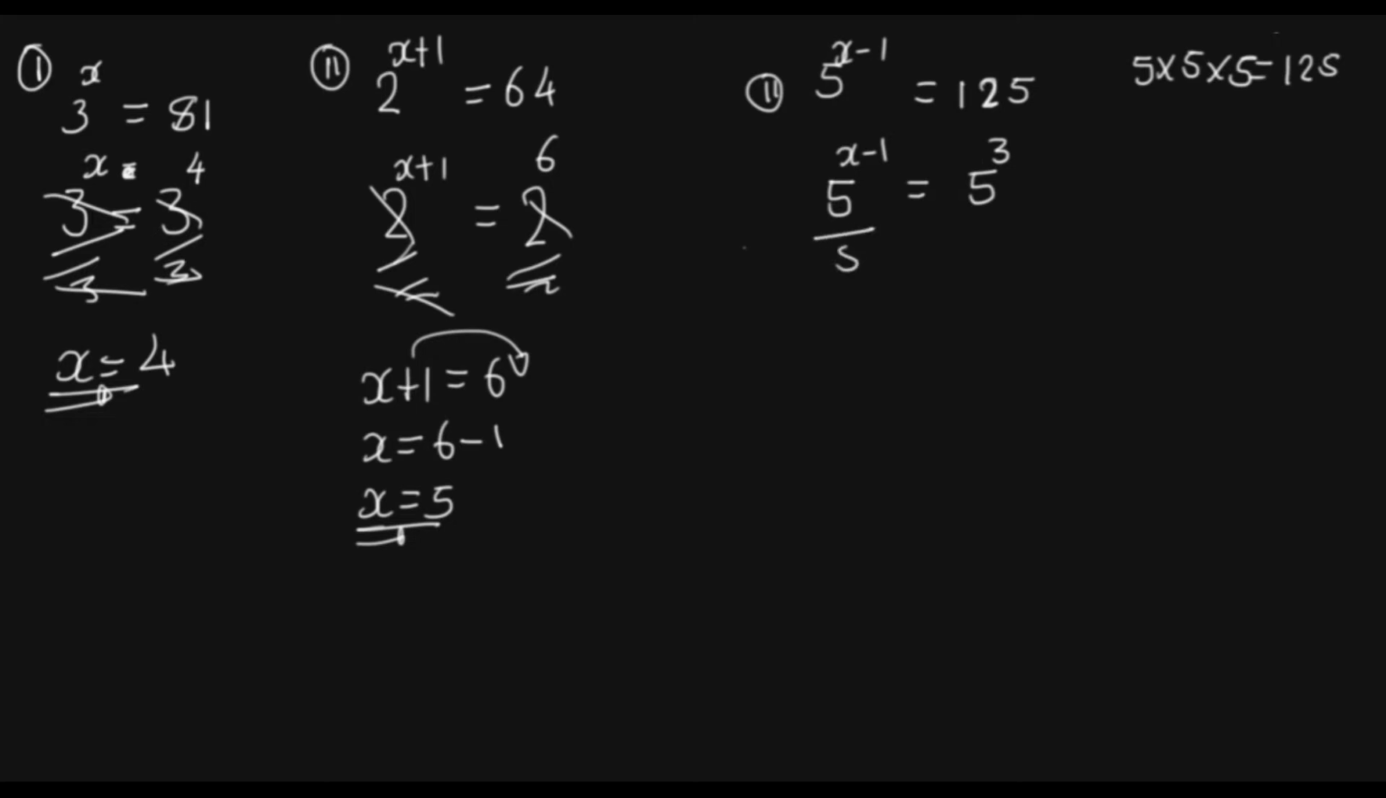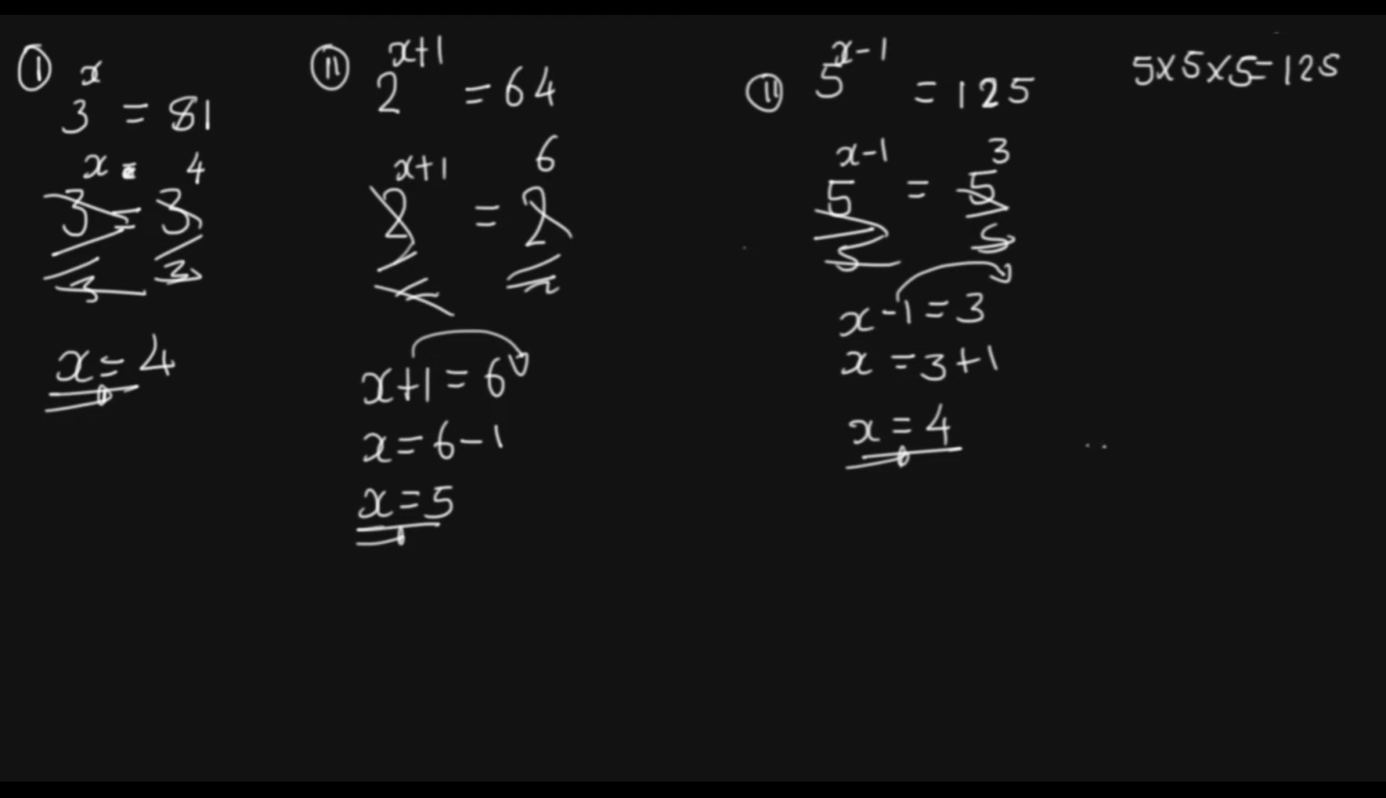So over the 5 we cancel, we have x minus 1 is equal to 3. We can collect the like terms by moving negative 1 to the other side. We have 3 plus 1. Our x is equal to 4. So this is how you would deal with equations where we have an unknown index.